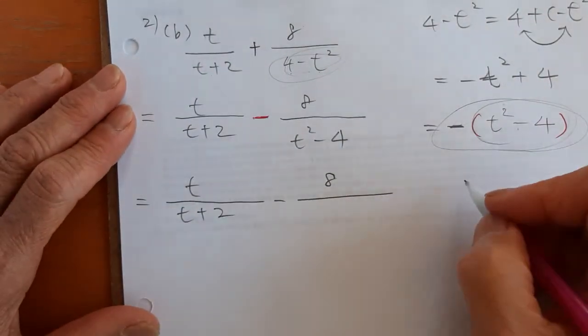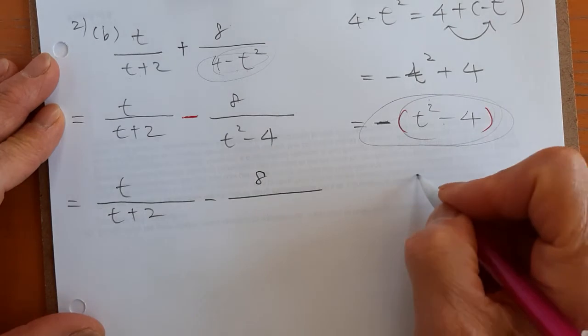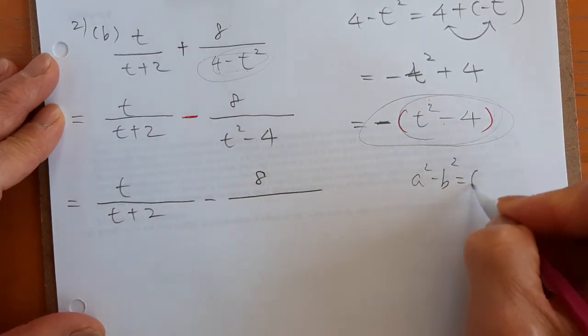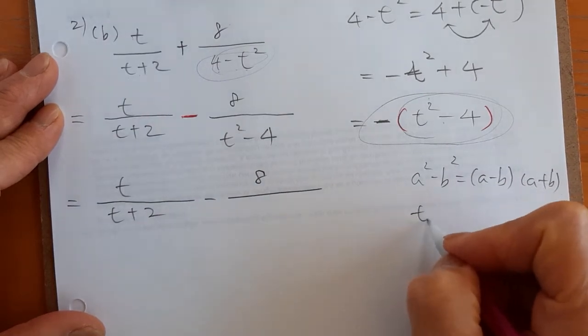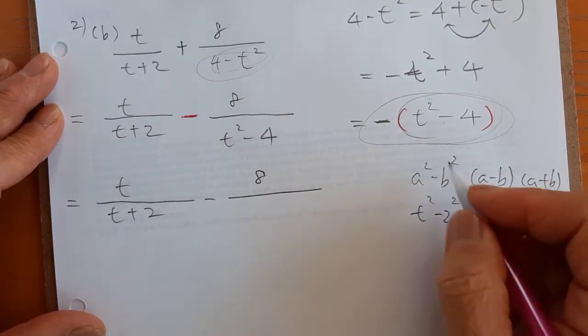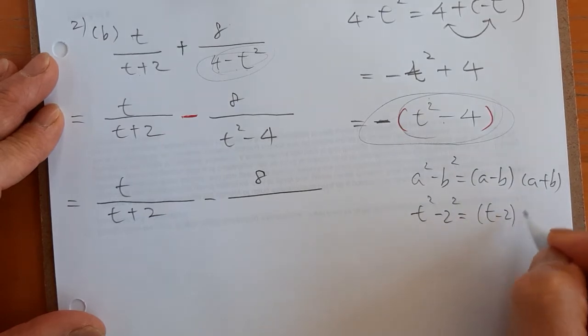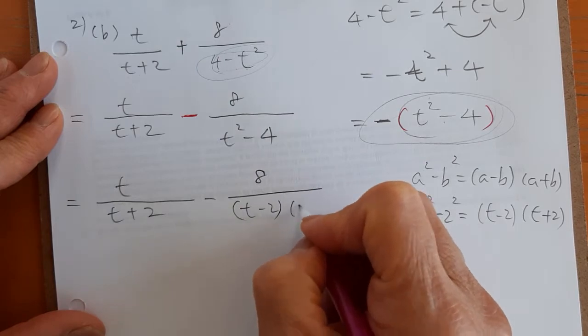T squared minus 4, use the formula. The formula is a squared minus b squared equals a minus b times a plus b. T squared minus 4, 4 is 2 squared. Put t in for a, 2 in for b, and we get t minus 2, t plus 2. So it's t minus 2, t plus 2.